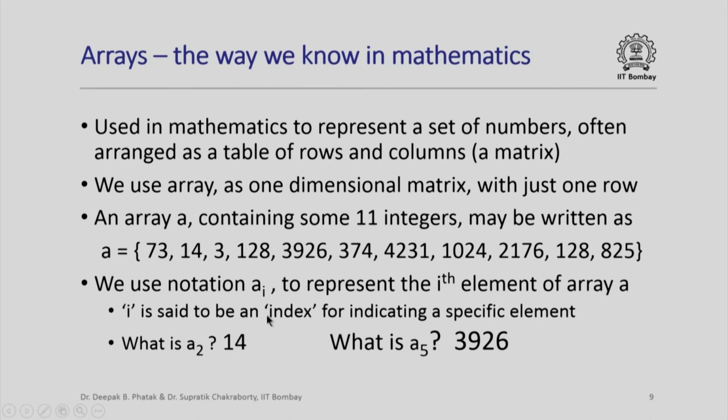We often use the notation A subscript i to represent the ith element of array A. Here i is said to be an index because it indicates a specific element of the array A. So for example, A2 represents the second element, which is 14, A5 represents the fifth element, which is 3, 9, 2, 6, and this is how we can refer to individual elements. Observe that this mathematical structure is so elegant, it has a single name for all its elements, and individual elements can be addressed by using a subscript which is nothing but an index to an element.